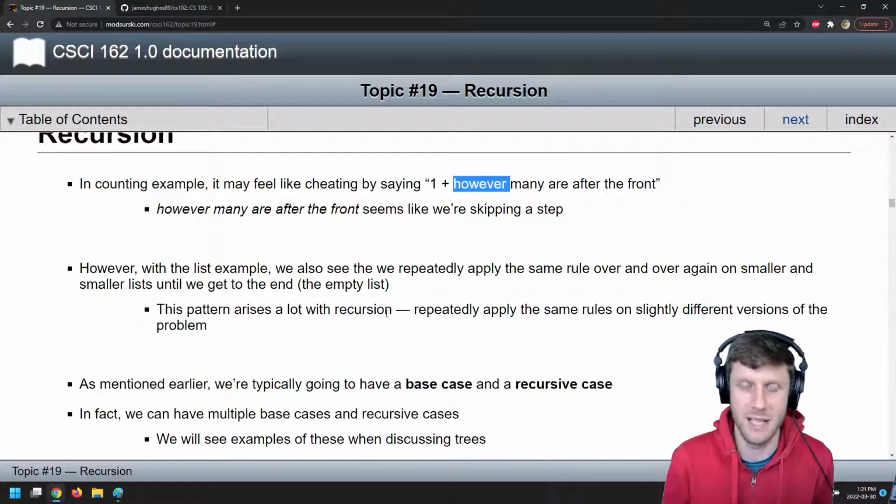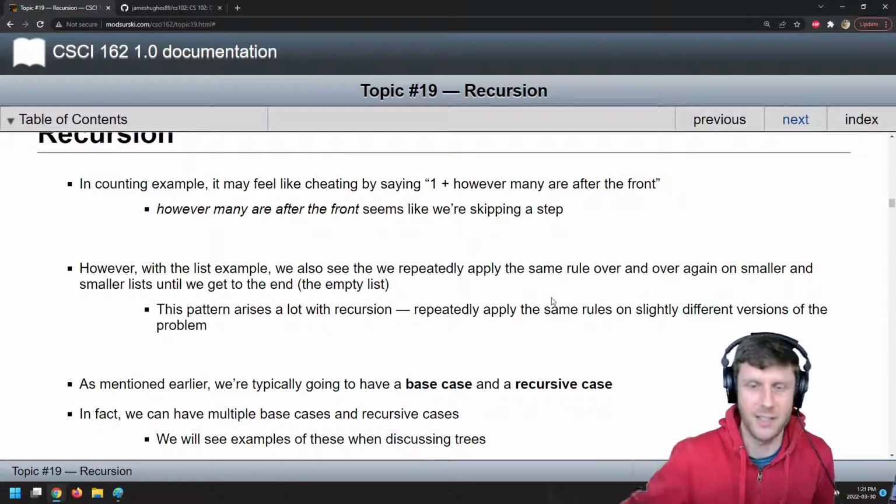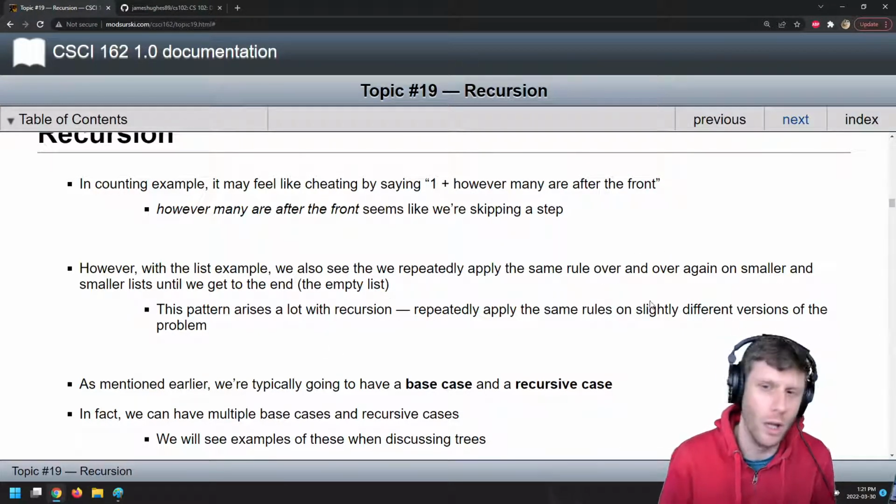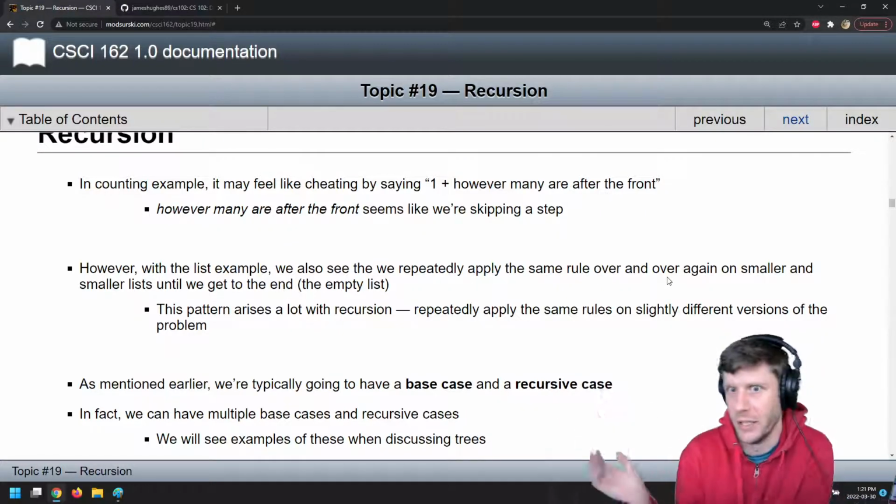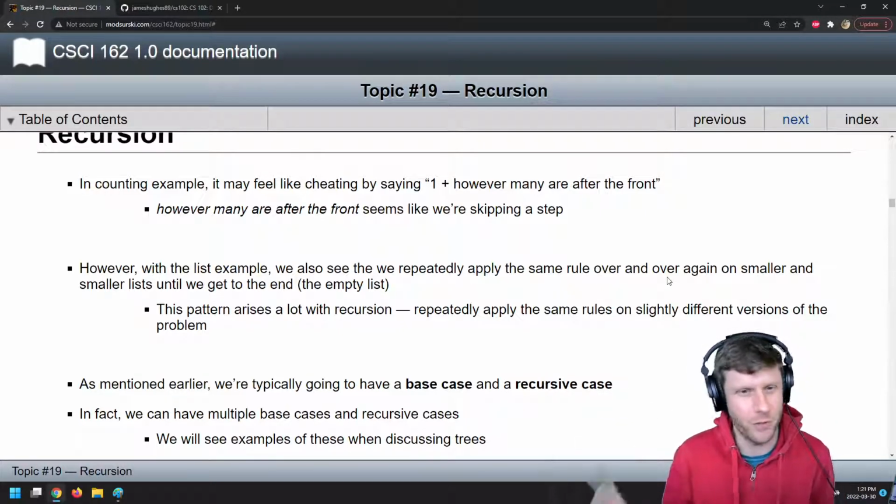This pattern arises a lot with recursion, repeatedly applying the same rules on slightly different versions of the problem, right? So how many people are there? 1 plus however many is left after the front. Okay, do that again, do that again. So we're repeating the same rule, the same question, on a slightly different version of the problem.